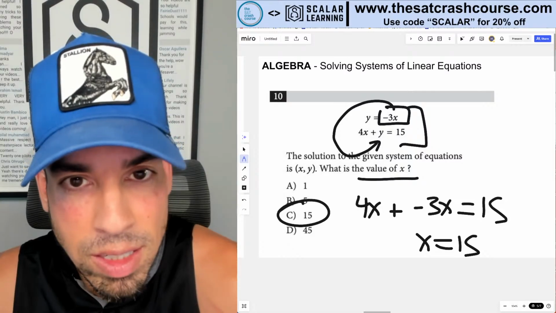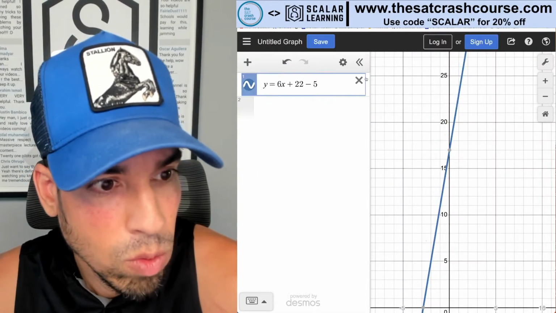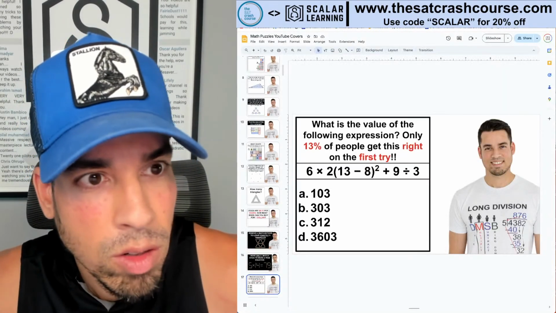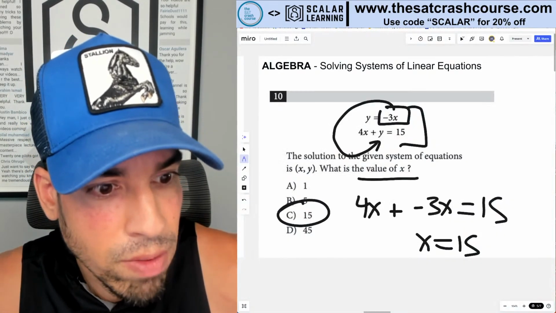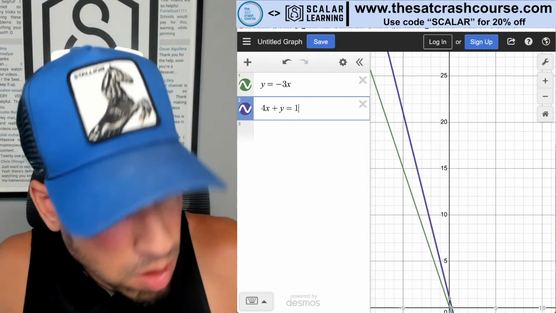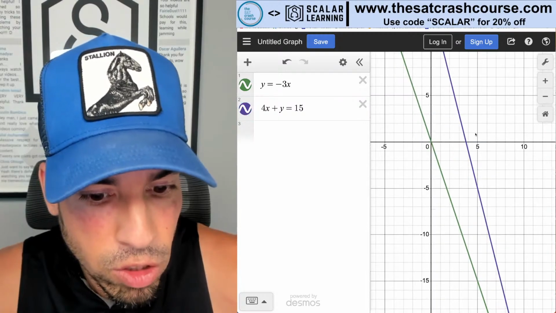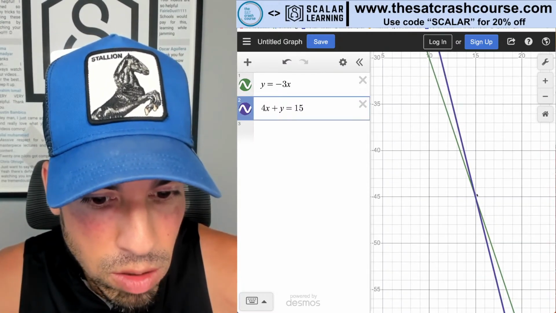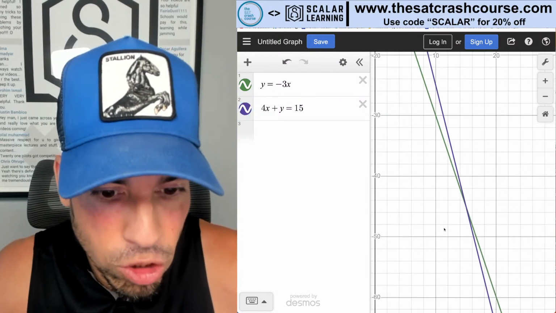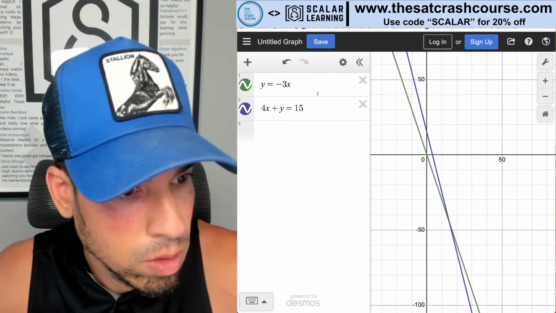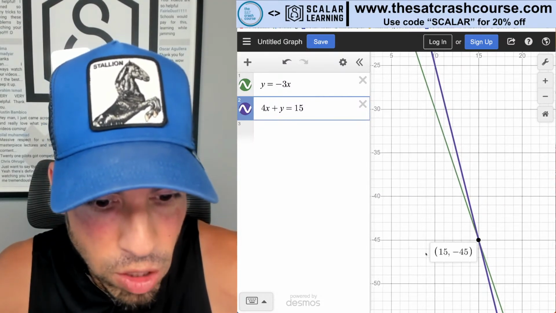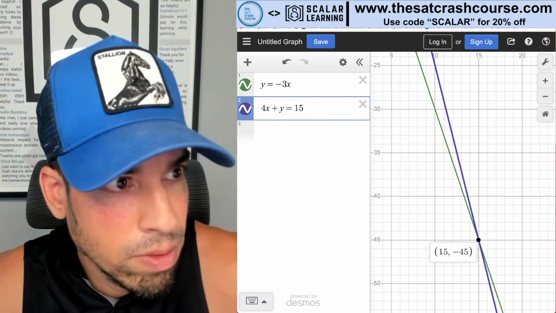Just so you can see in Desmos, we've got y equals negative 3x. Oops, sorry. And then we've got 4x plus y equals 15. And now we look for the intersection point. Might have to scroll down a little bit, but there it is. The point's not showing, but if I zoom out, it should show. Hold on. There it is. There's the point. So you can see my x value is 15. My y value is negative 45. That's how you do it.